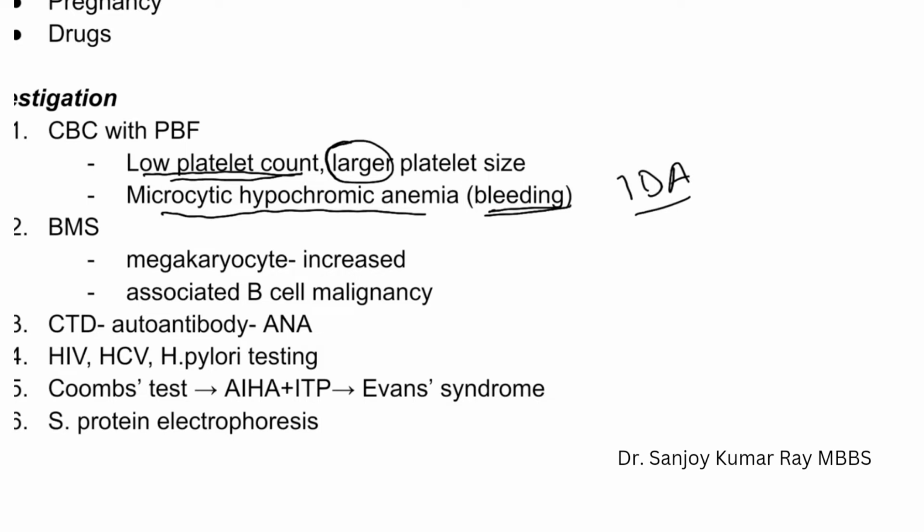The next investigation, the most important, is bone marrow study, bone marrow aspiration and biopsy, that will show hyperplastic bone marrow with increased count of megakaryocytes, the precursors of platelets, and there may be features of an associated secondary disease like B cell malignancy, maybe multiple myeloma, or so on.